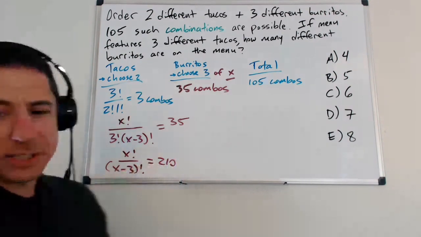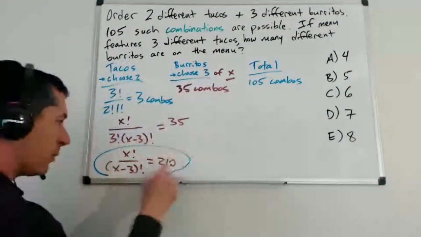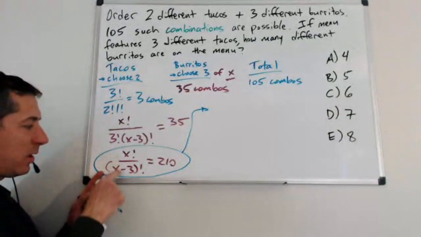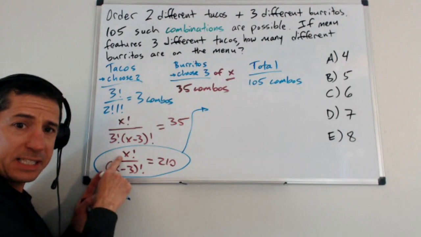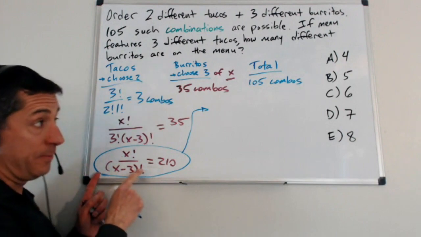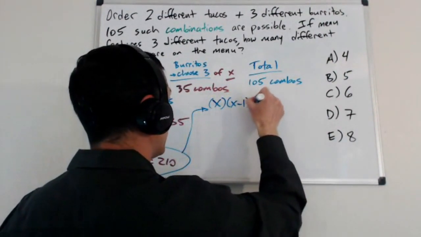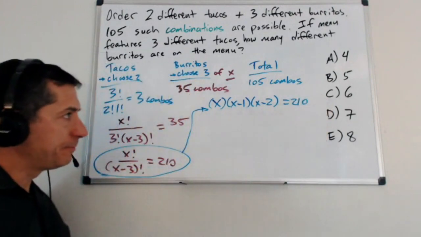Now, this is where it gets really tough to see unless you're pretty experienced with this stuff or really confident with algebra and factorials. So X factorial over (X minus three) factorial. What I'm going to have here is X, X minus one, and X minus two. Everything from X minus three and under is just going to cancel out. So X times (X minus one) times (X minus two) is equal to 210.